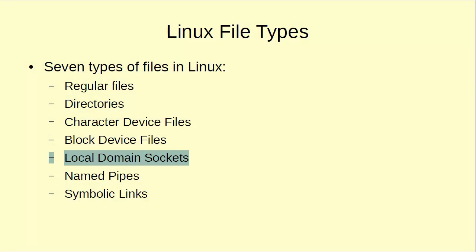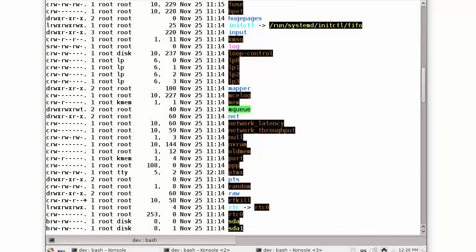The next file type is the local domain socket, which will enable communications between operating system processes. So we can go back into the dev directory and we can take a look at one of those. So here we have a local domain socket, and you see that we have an S there at the start of the permission settings. And this is called the log socket. And all that does is it takes information from the different processes that are running on our Linux system, and it feeds that information to our log keeping service so that the information can be put into the system log files.